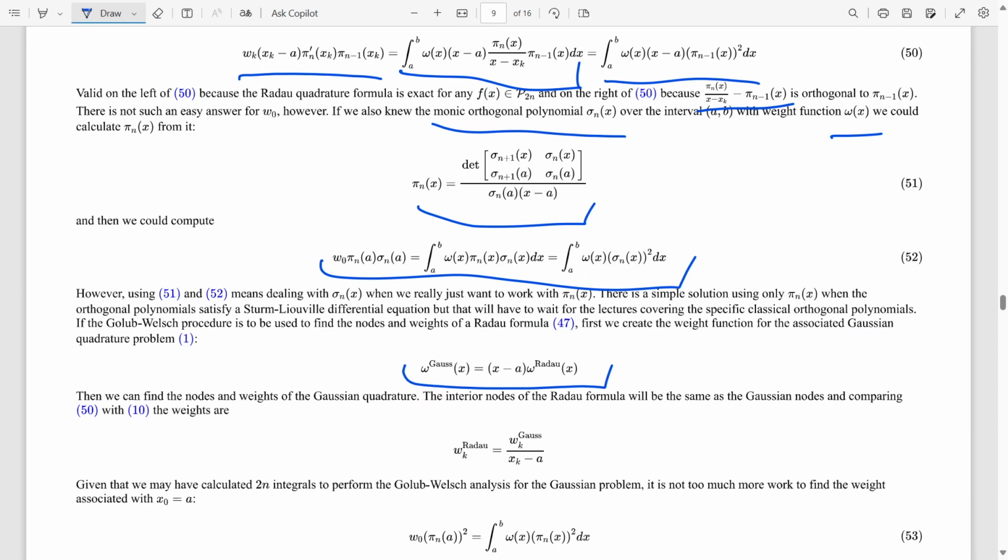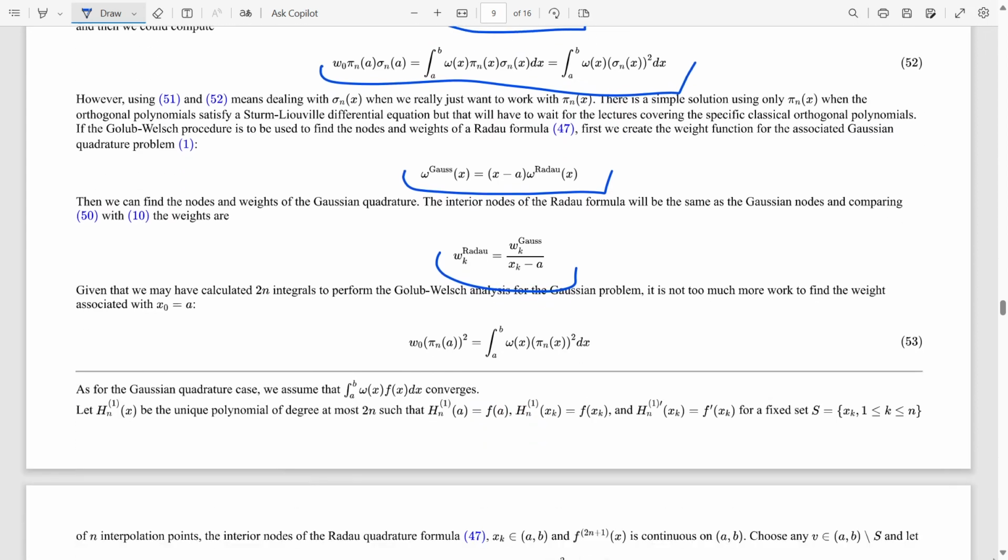Comparing this formula with the Gaussian formula for the weights, we get then the Radau weights from the ones we got from Golub-Welsch. Then we just have one more integral, this one, to find W naught.